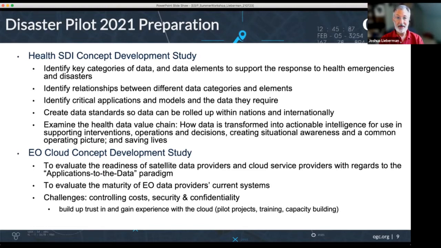Data about health status, so patient condition, data about health resources, logistics, the geographic context and units over which it makes sense to summarize health information, and also the interventions that are going on and how they're related both to the health status that they address and the resources and logistics that they require. So that was a contribution to the disaster pilot.